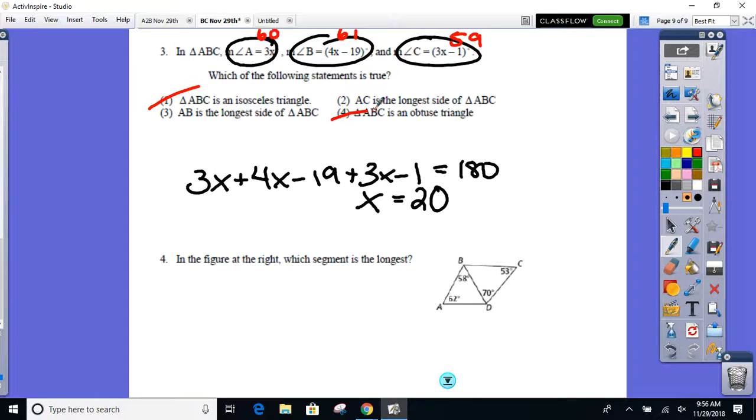So now let's determine which one's the longest side. Well, which one's the biggest angle up there? 61, which is angle B, so that must mean the side across, which would be AC, is the longest side. And if you can't visualize that, draw it out. Triangle ABC. And you'll see that AC is across from angle B. All right. Nice little problem. Questions?